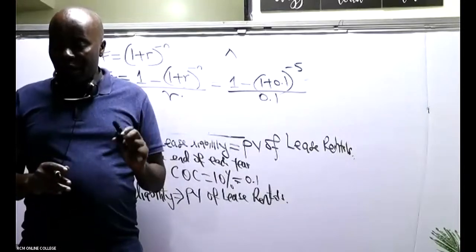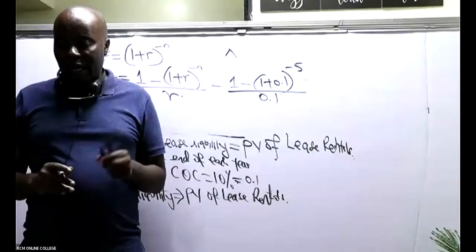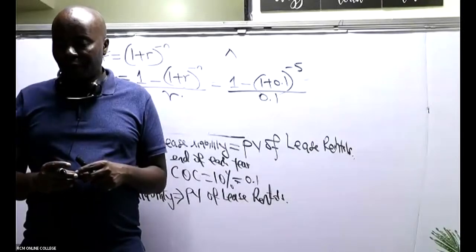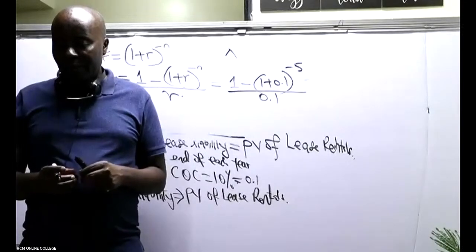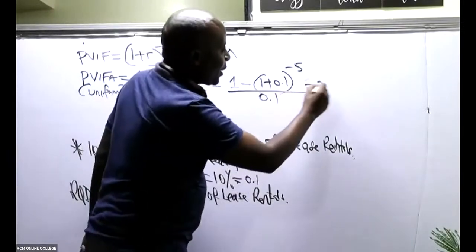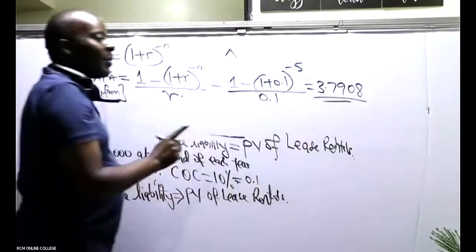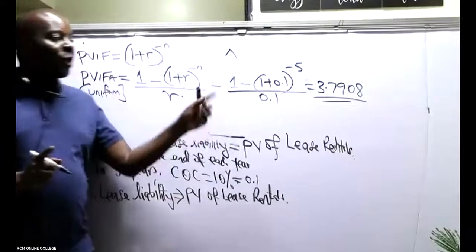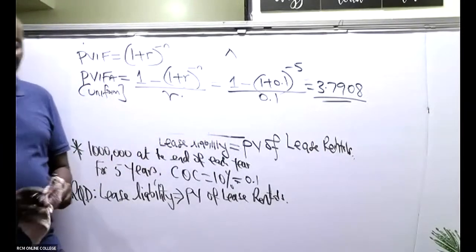So we have Mombi, who is able to give me 3.7908. Mother has confirmed the same. So this is 3.7908. You must be very careful. All of us must use our calculators and ensure that we are able to get those figures.